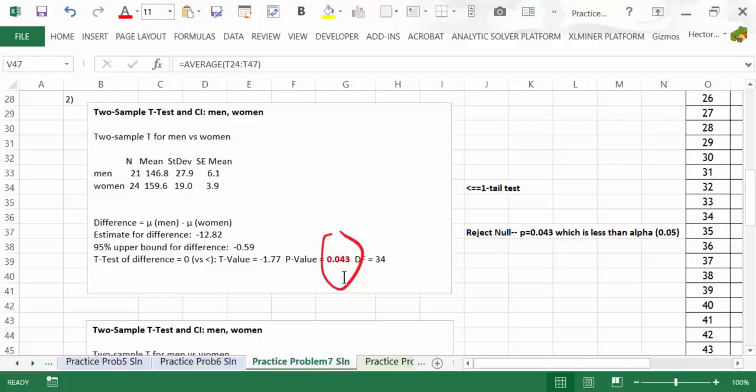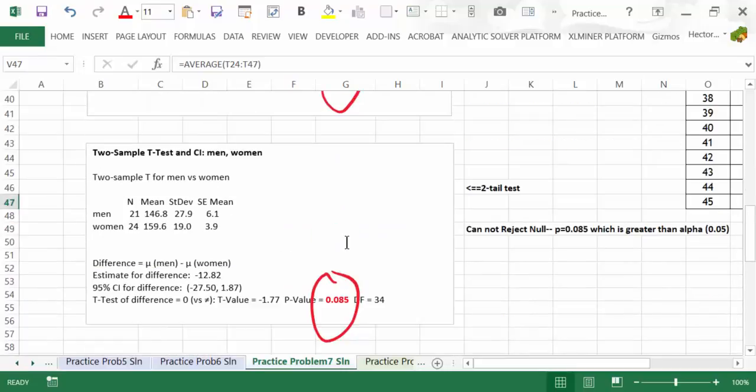If we change the test in the options to be a two-tail test, here's the difference. The estimated difference is going to be simply the difference between the two values here. And the alternative is that there is no difference, or the difference is neither smaller nor larger. We get a value of 0.085. In this case, we look at our alpha, 0.05, and this is larger than our alpha, so we cannot reject the null hypothesis on this basis.